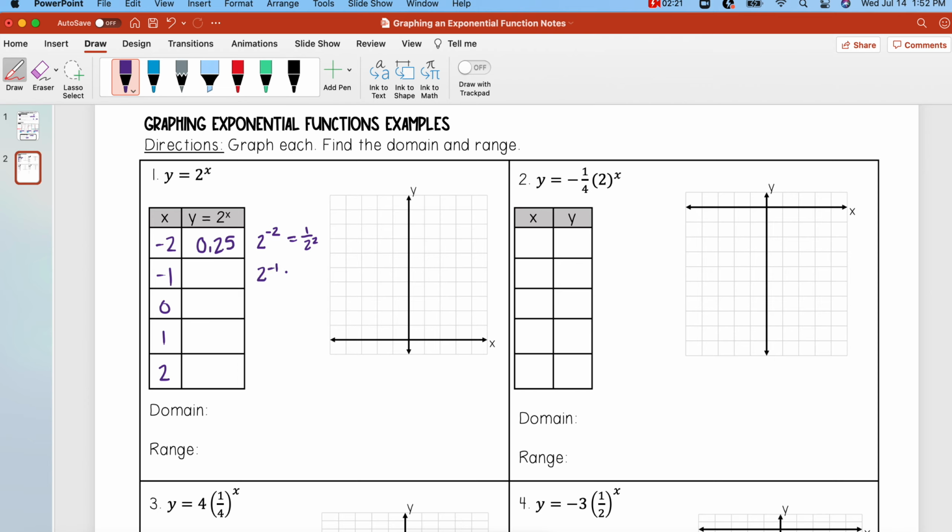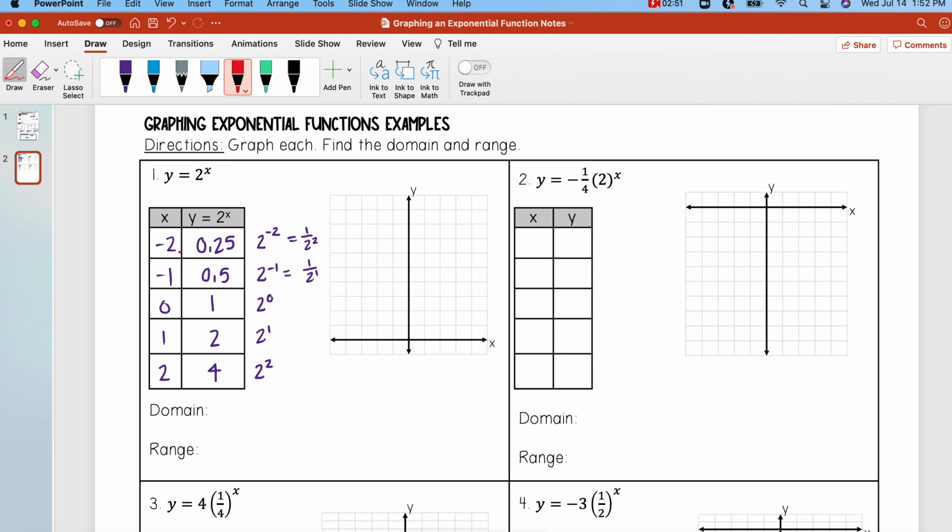Now 2 to the -1st power, which if I change that to a positive, is really 1/2 to the 1st power, so it's 1/2, which is 0.5. 2 to the 0 power, well, anything to the 0 power is just 1. 2 to the 1st is 2, and then 2 squared is 4. So I have all of my points, so now I want to go ahead and graph them.